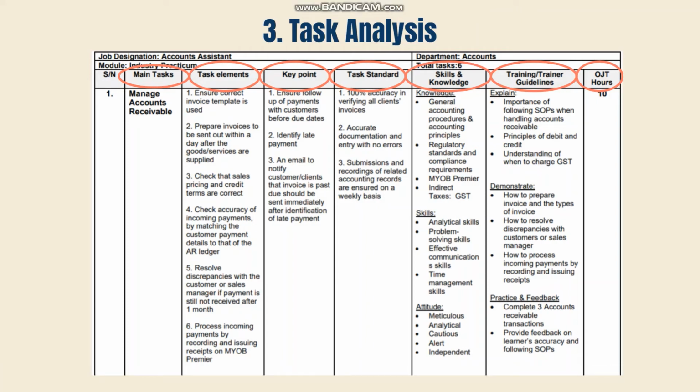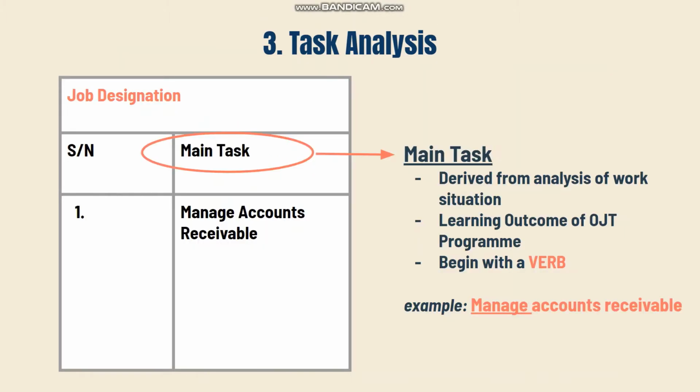The third component of the OJT blueprint is the task analysis. This is an example of how the job of an accounts assistant should be analyzed. As highlighted, there are 7 main components to be filled in, and each component will be explained in detail in the following slides.